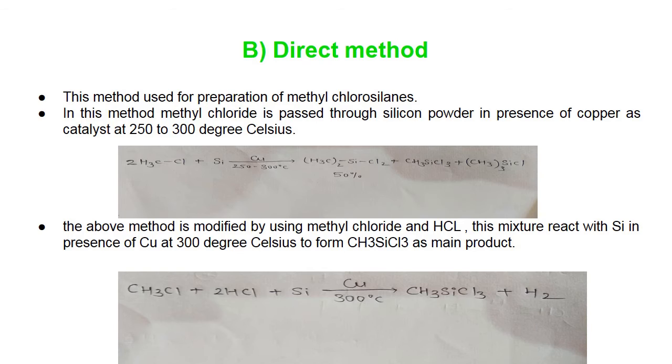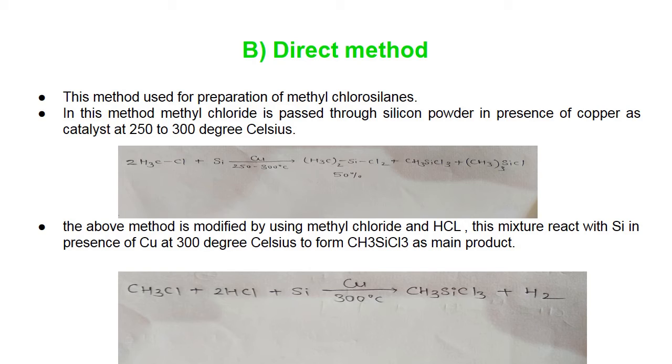Second, the direct method. This method is used for preparation of methyl chlorosilane. In this method, methyl chloride is passed through silicon powder in the presence of copper as catalyst at 250 to 300 degrees Celsius. Reaction: methyl chloride plus Si gives primary, secondary and tertiary methyl chlorosilane, in which secondary methyl chlorosilane forms in 50%.